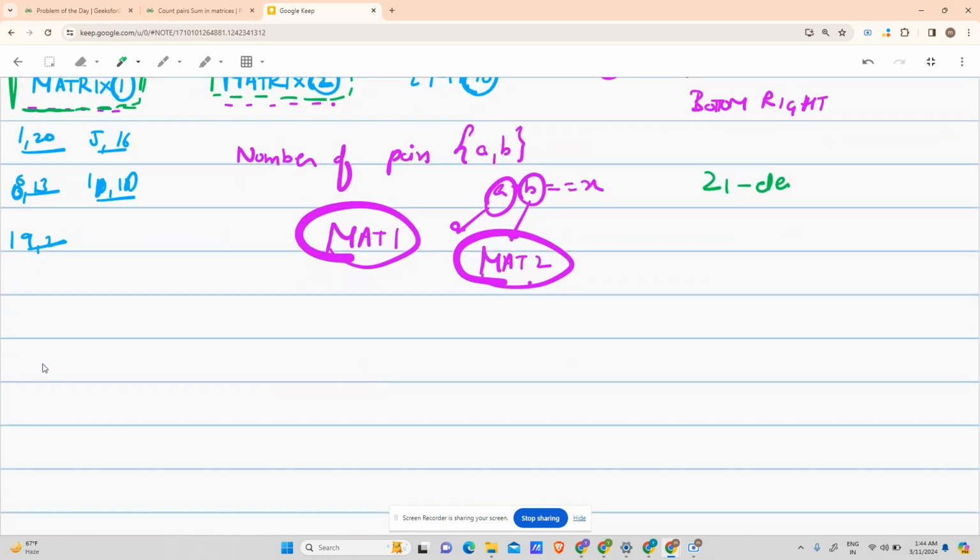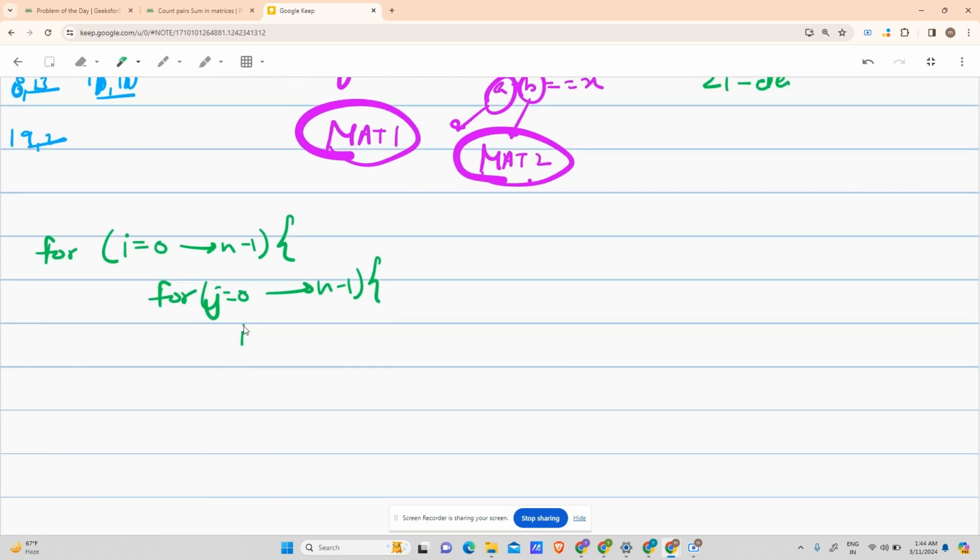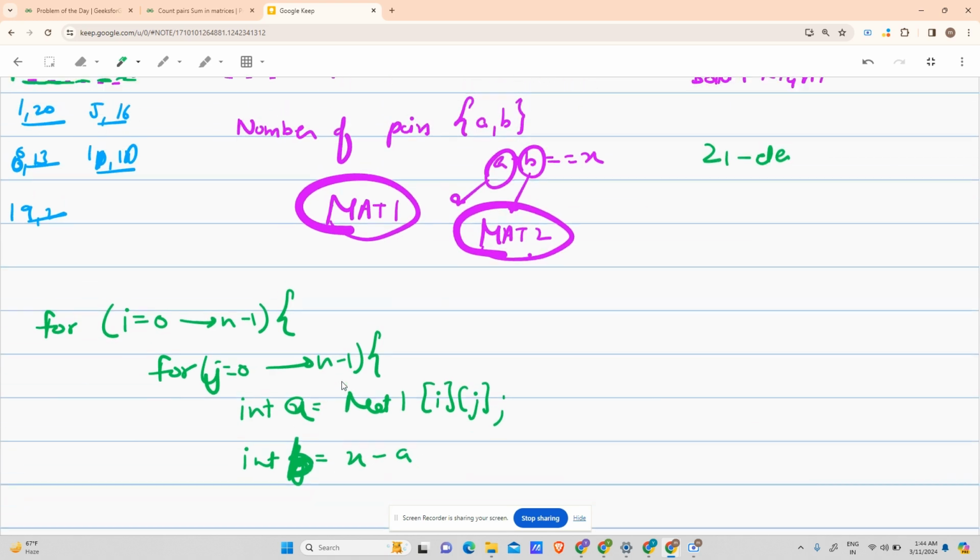So what can I do? I can run a loop: for i going from 0 to n minus 1 for rows of matrix 1, and for j equal to 0 to n minus 1 for columns of matrix 1. Suppose my int x is equal to matrix 1[i][j]. Now I need to find out what y is here. Sorry, let's say this is a and this is b. So my b is x minus a, where x is the target given to us, that is 21 in this case.